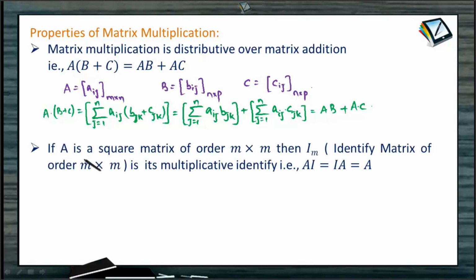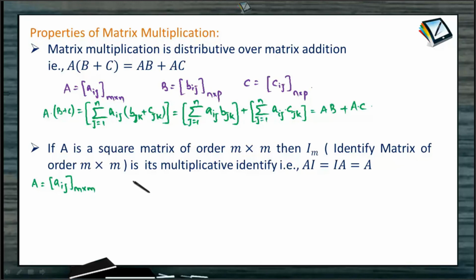If A is a square matrix of order m by m, then I_m, that is the identity matrix of order m, is the multiplicative identity. That means A multiplied with I will be the same as I multiplied with A, and both the products would be equal to A. Let us observe this. When we take a matrix A, let us take the matrix A as A_ij of order m by m.